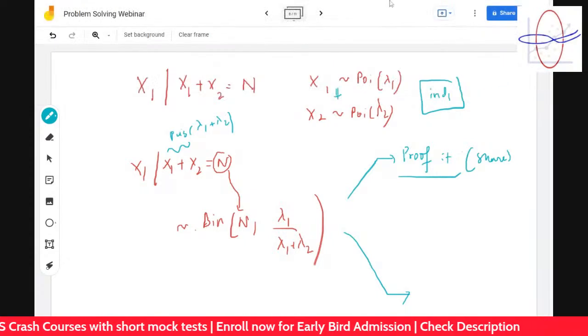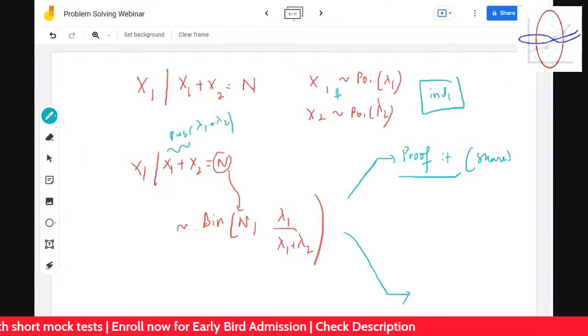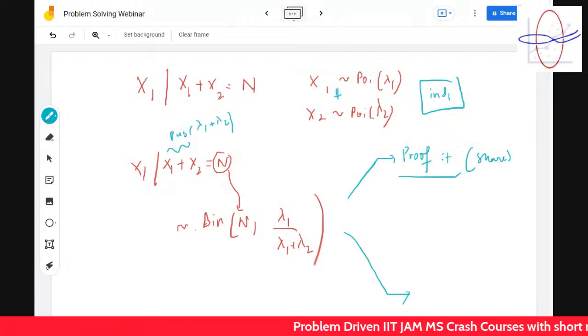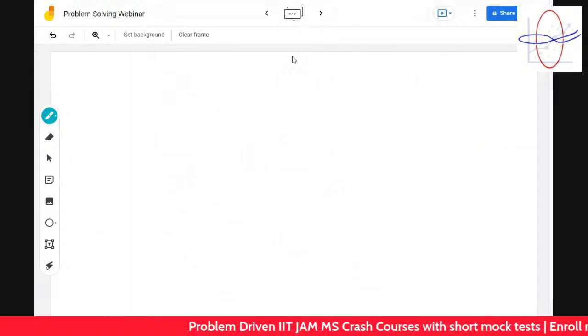There's also a relationship between hypergeometric and binomial, the conditional relationship. But let's not go into that. So understand, this is very important.